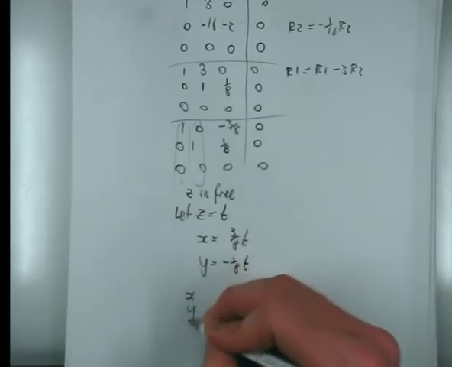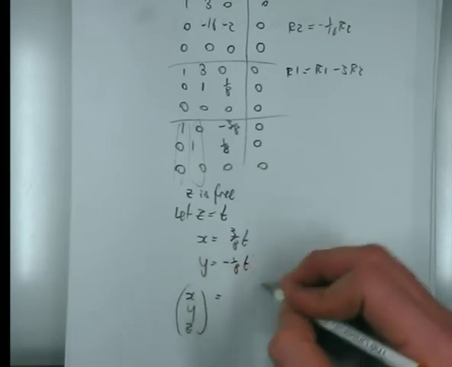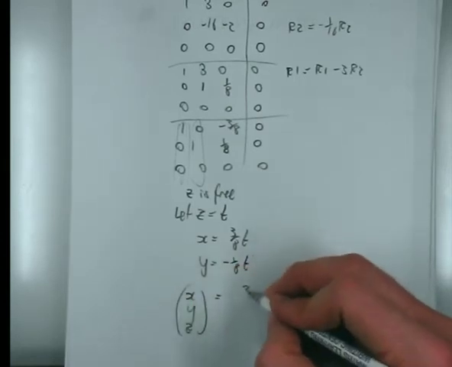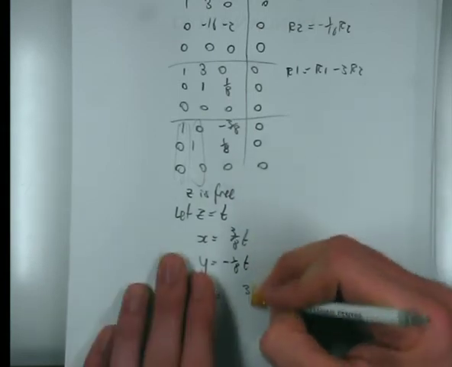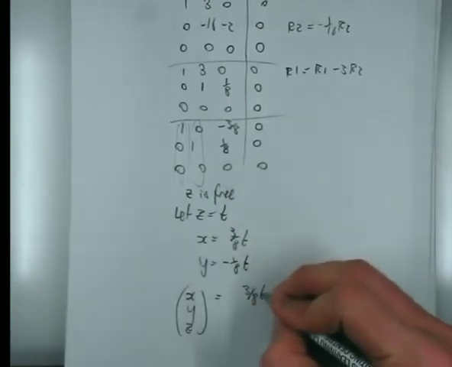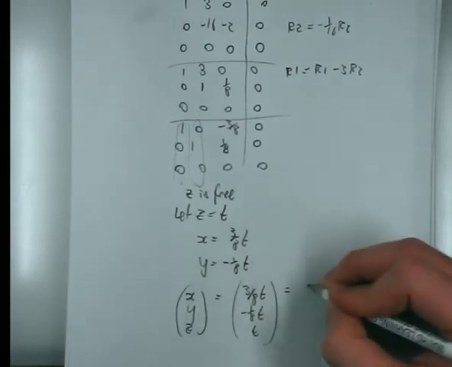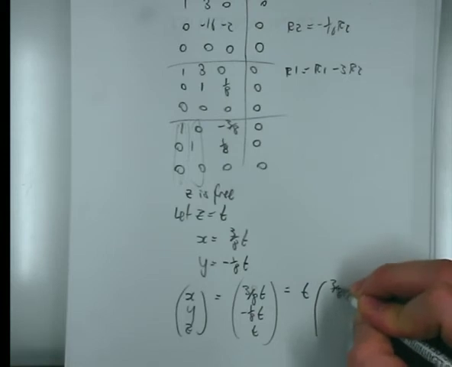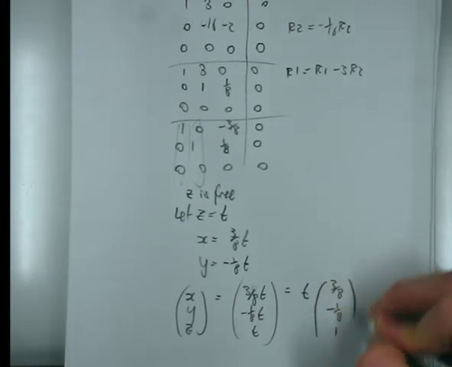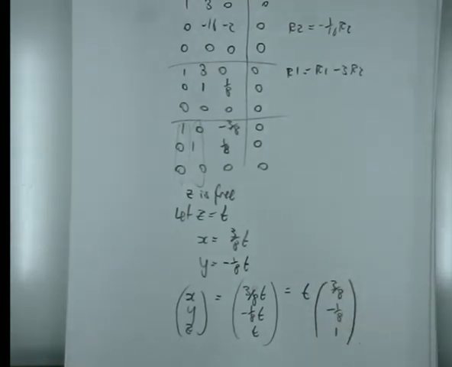And so my x, y, z. So my x is 3/8 of t, not 38. 3/8 of t. My y is minus 1/8 of t. My z is t. And I can bring the t out. And I get that for my solution. So you notice this is a line because it's got only one free variable, and it goes through the origin because it's 0 plus t of that.